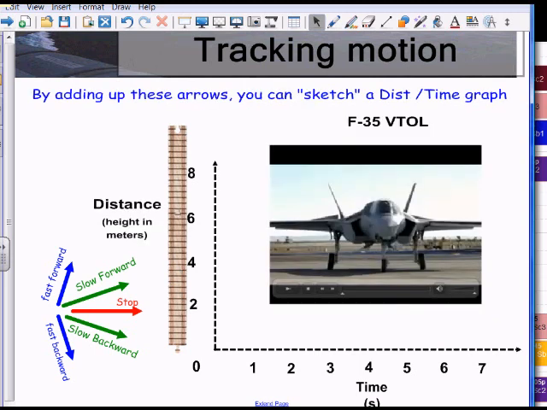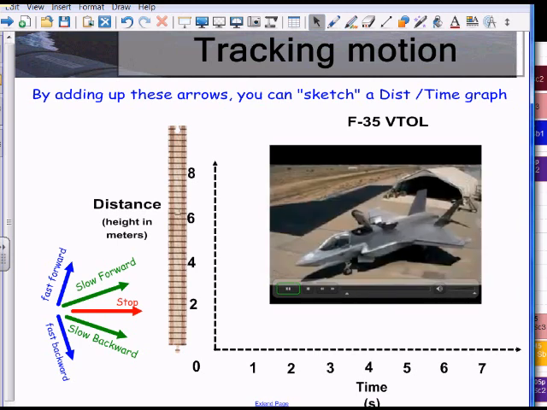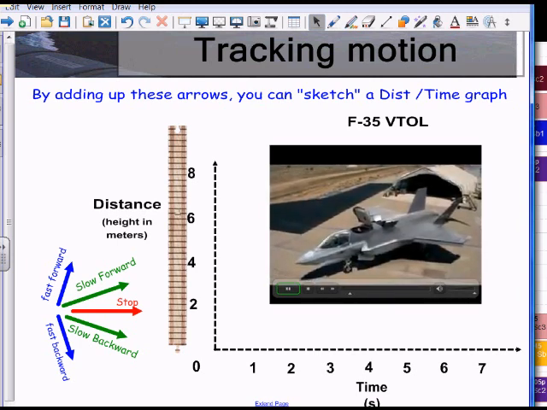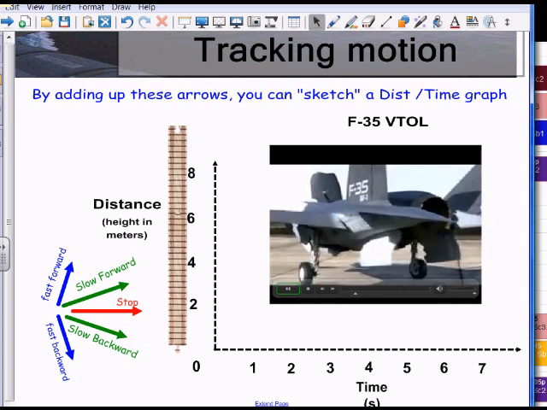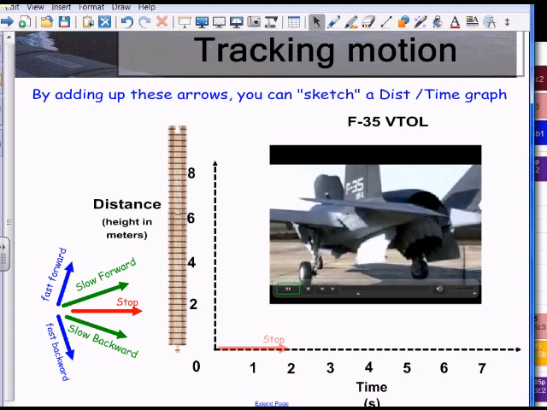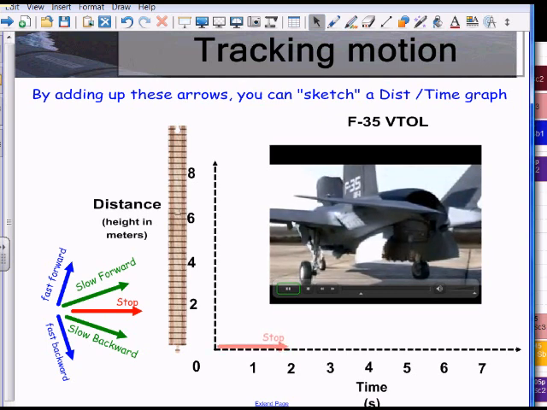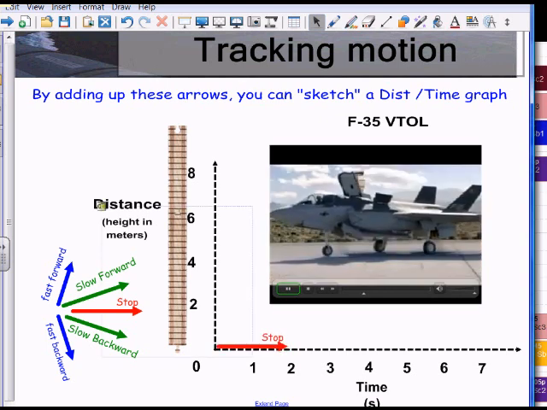So to get away from cartoons, you can do this looking at a plane or something like that. So this is the F-35. This thing takes off vertically. So we're just going to look at the vertical height on the graph. So it's on the runway. It's really stopped at the moment. So we'll add a stop arrow to say it ain't going nowhere.